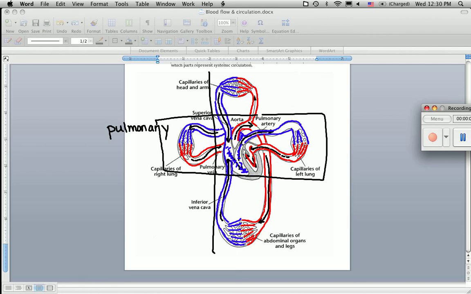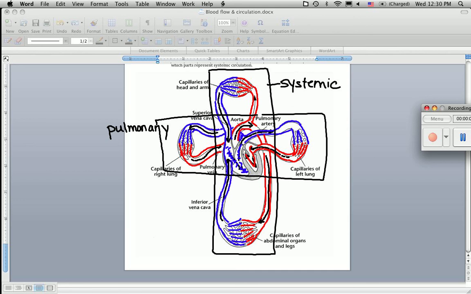This part here is the systemic circulation, because it is between the heart and the body. Now, the heart itself is neither pulmonary nor systemic because it is responsible for the flow of blood between both systems. What you will notice is in the pulmonary system, arteries are oxygen poor, veins are oxygen rich. In the systemic circulation, arteries are oxygen rich, where the veins are oxygen poor.